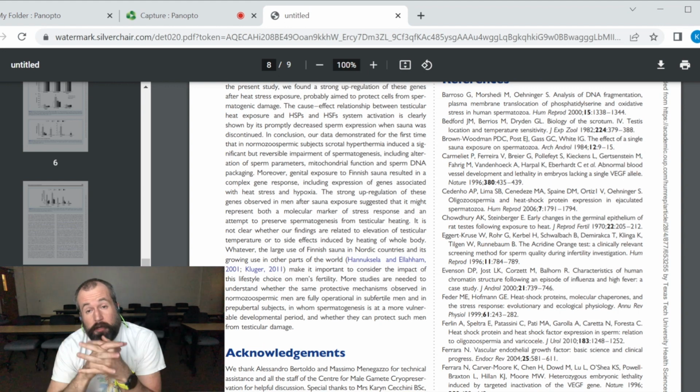But for now, I'm just gonna point out a major risk that's rarely mentioned, this loss of fertility, a dramatic demolition of male fertility from sauna use.